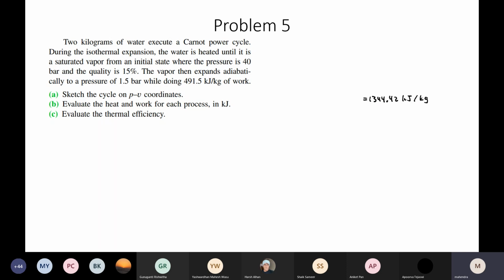So what is this? This is the Carnot cycle, with two isothermal processes and two adiabatic processes. Initially, the steam is at 40 watt pressure.